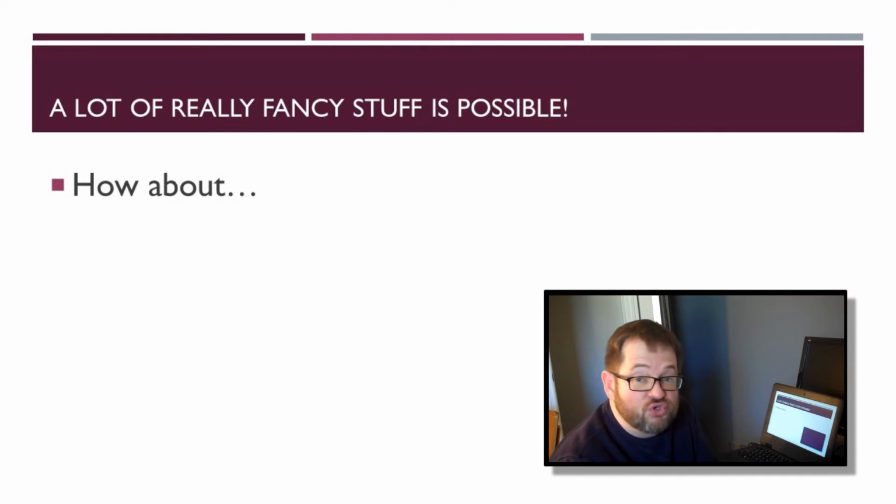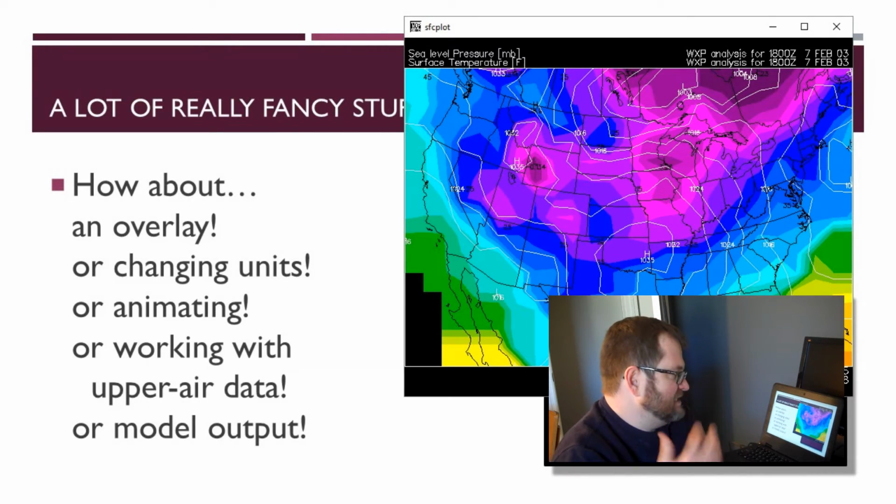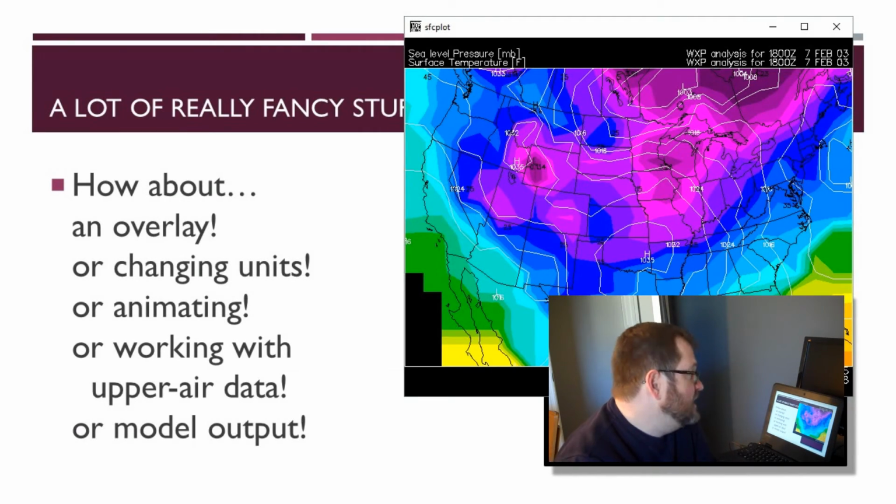Now, so far I've only shown you surface data, but obviously we can do all kinds of fancy things, and we can even get fancier about how we do the analysis. For example, look at this plot here. I personally think this particular plot's a little bit on the ugly side, but it has two different types of weather information on it.